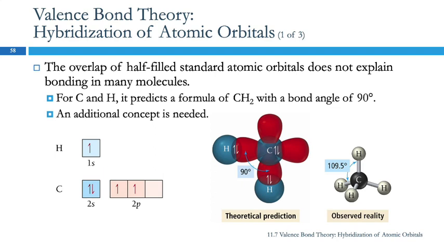Well, this doesn't work as well for carbon and hydrogen, because carbon and hydrogen don't form compounds that are CH2. Carbon will bond with 4 hydrogens at once, not just 2. And when it bonds with 4, we know that the bond angle is 109.5. So looking at it this way worked okay for H2S, but it doesn't work for carbon and hydrogen, and it doesn't work for most other molecules either. So something's missing here, right? An additional concept is needed.